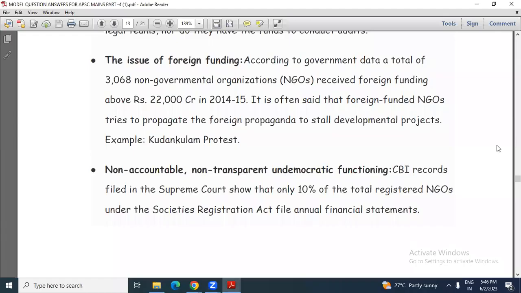Okay, so the issue of foreign funding is there. According to the government data of 2014-15, 22,000 crore was received as foreign funding. But it is often said that foreign funded NGOs try to propagate foreign propaganda to stall development projects. You know, we have a famous example. You all might have heard about this Kudankulam project.